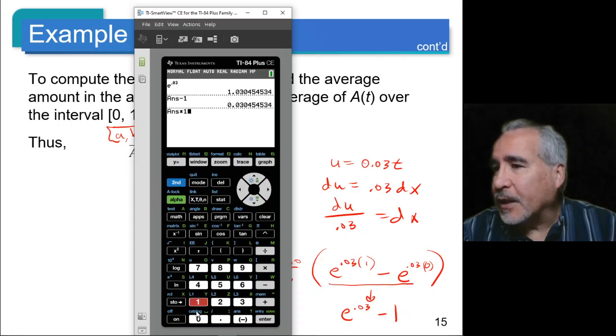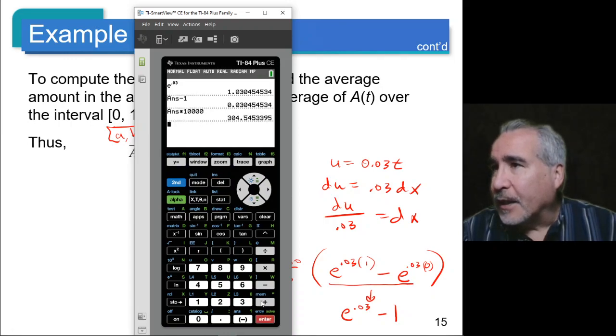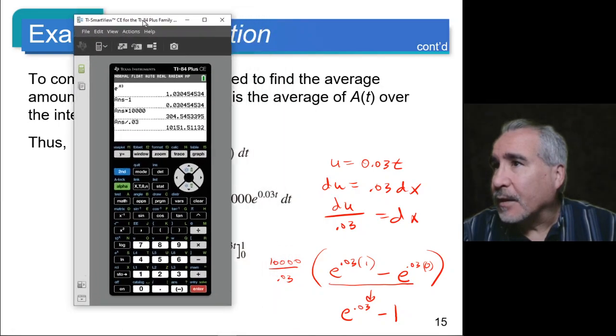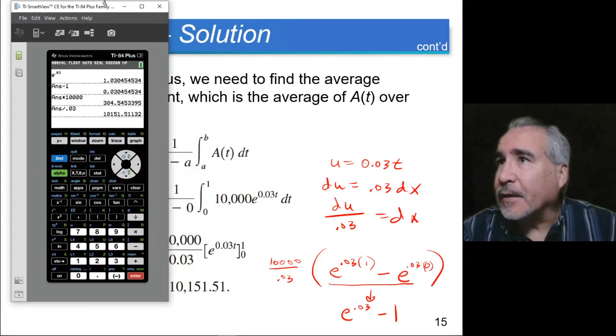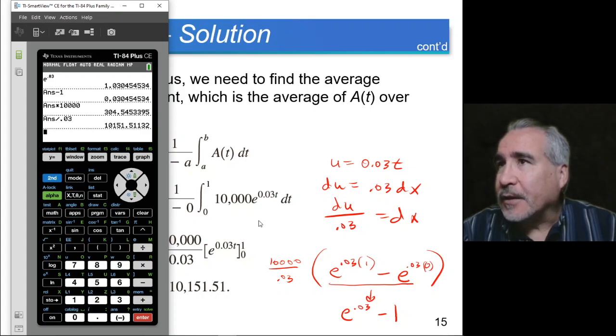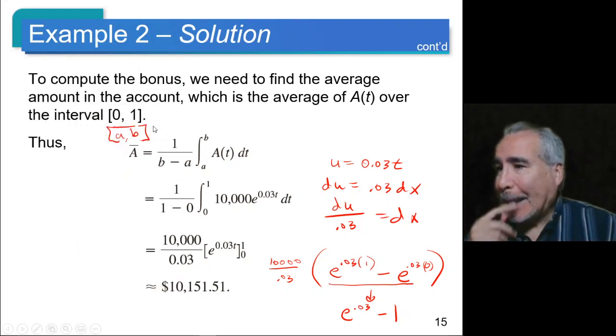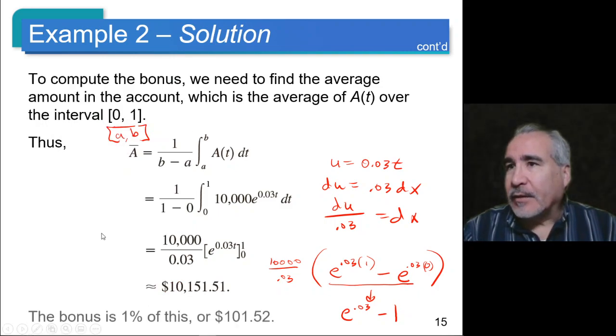We're multiplying that times 10,000. That's 100,000. 10,000. And then we're going to divide that by 0.03. 10,151. Exactly what they got. Okay, so it works. It works. So, okay, that's the mathematics behind it.